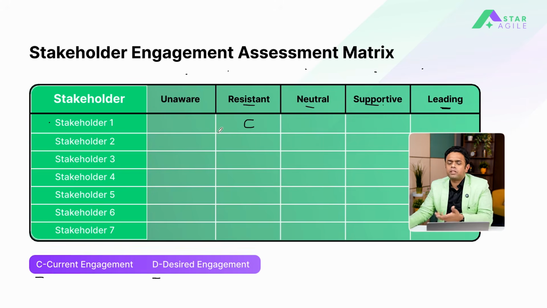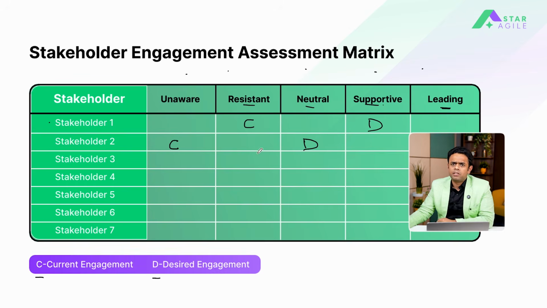So I will think of something, and my desire is that over a period of time, this guy is supportive. Another stakeholder is totally unaware of what is happening in my project. Over a period of time, I want him to be involved in my project. I want him to be neutral at least. So I can put D here. So please understand, the letter C stands for current and D stands for desire.